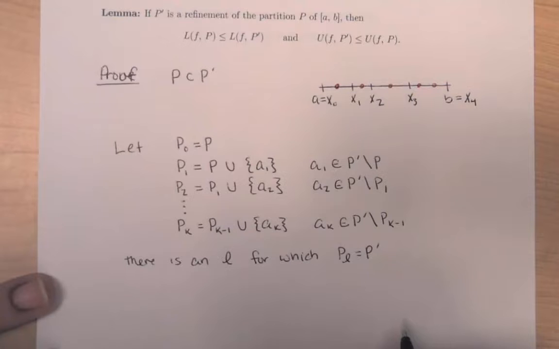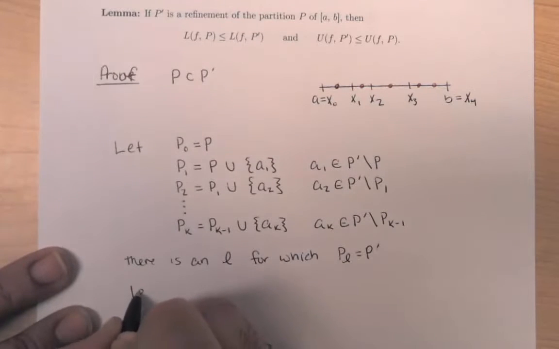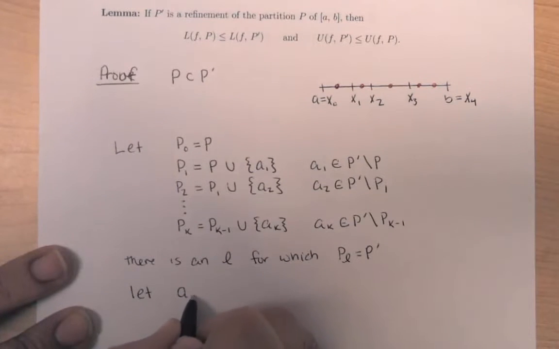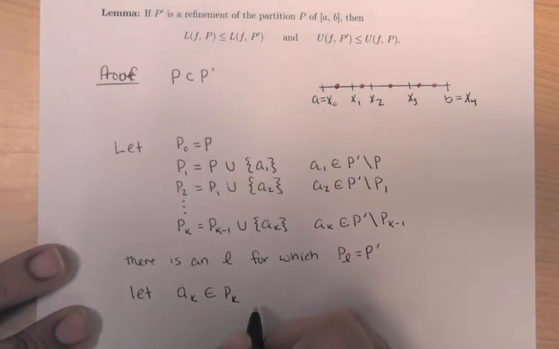So let's compare the lower sum for PK minus 1 and the lower sum for PK, where there's only a difference of 1 point in the two refinements. So we'll let AK be that point that's added. So AK is in PK, but not PK minus 1.